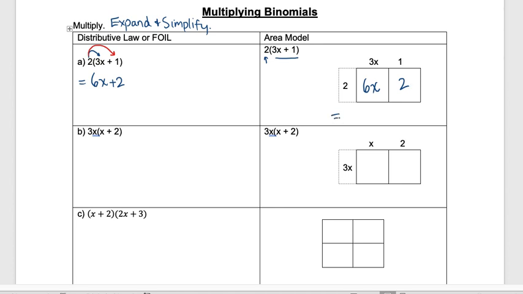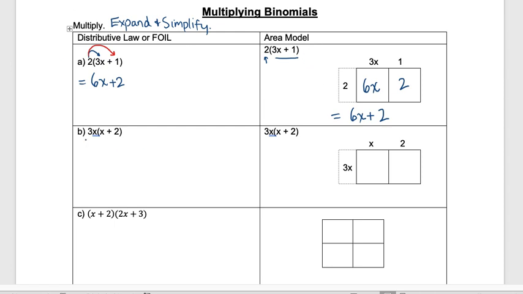With this area model method, though, you do need to take one more step here. I need you to write it outside of the box so you can clearly tell me that it's 6x plus 2, not 6x2, 6x plus 2. And that's what this expands and simplifies to.